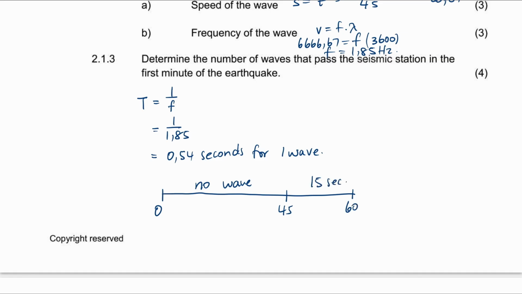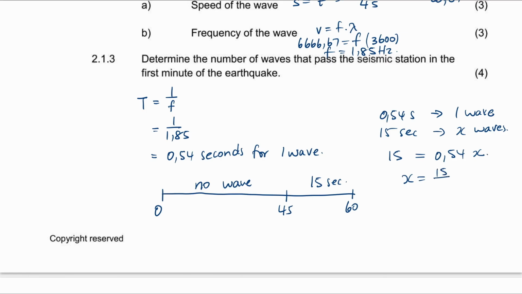So now we can do cross multiplication. We can say 0.54 seconds is one wave. That means in 15 seconds, there will be x waves. So we can cross multiply here. We will get 1 times 15 is 15, and that's equal to 0.54x. That means x is equal to 15 divided by 0.54, which is equal to 27.78 waves that's going to pass in that 1 minute.